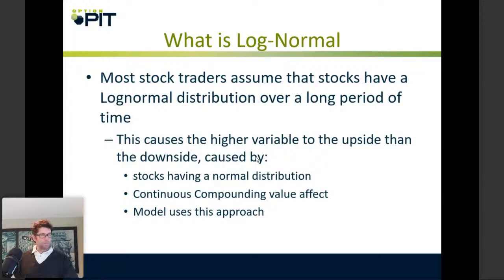Boop, boop, boop, boop, boop, stocks go up. The model uses this approach. That is in the Black-Scholes model. That was the original model and how they figured it out. Now, the difference is stocks don't always move like that in the short term.